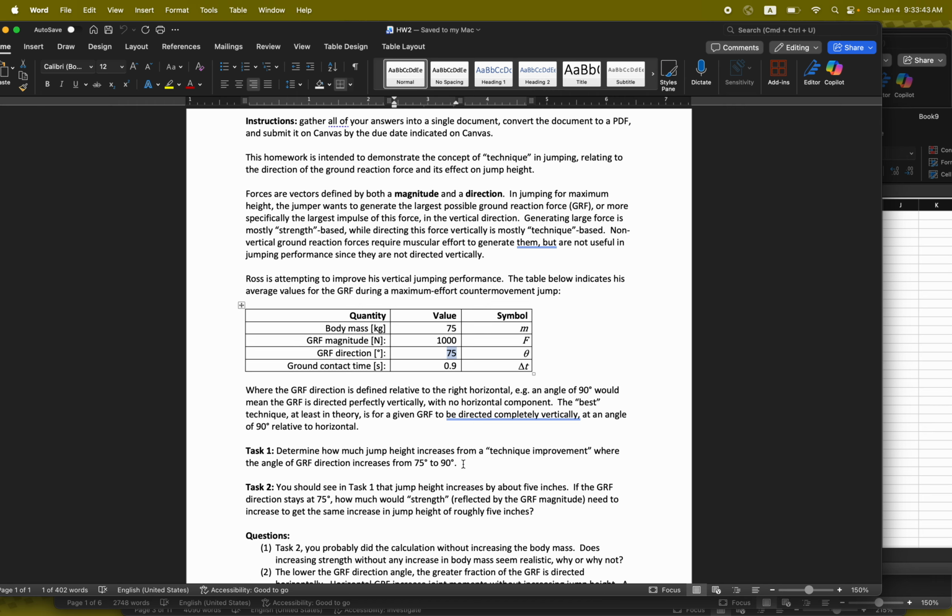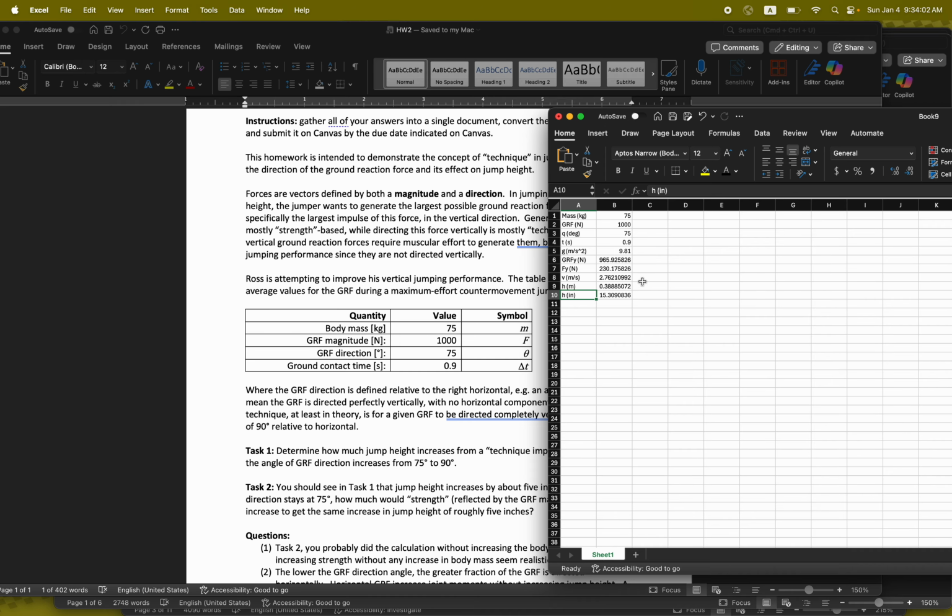Okay. The first task that this homework asks you to do is to then repeat that calculation. If I then improve my technique such that now that 1,000 newtons is pointed perfectly vertically, it's pointed upward at an angle of 90 degrees instead of kind of upward at an angle of 75 degrees. Okay. Nice part about having this all laid out here is now I can just go into my angle and change it from 75 to 90. And watch what happens here when I do that. Now it just automatically recalculates everything and I got my new height there.